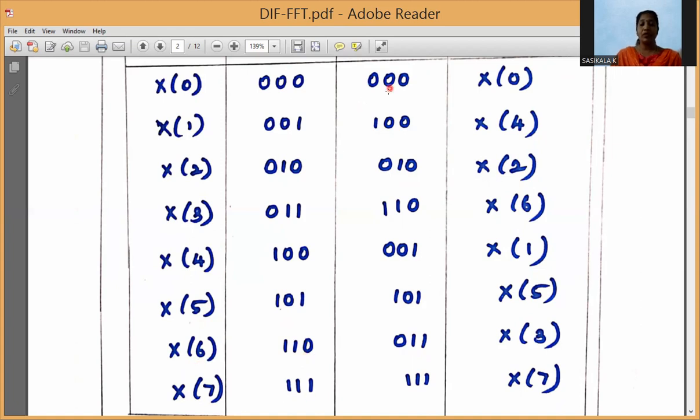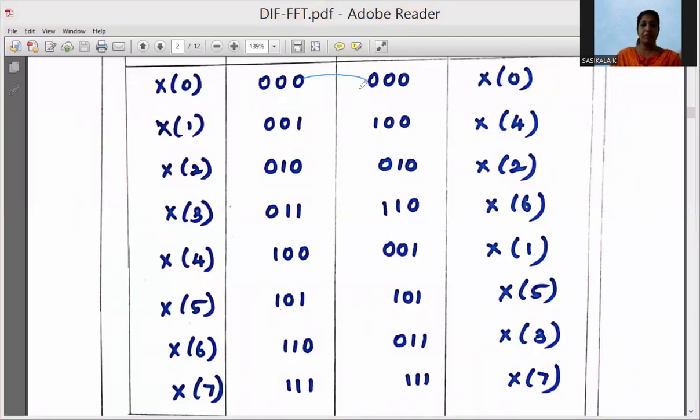So here we need to write the bit reversal order. So what we have to do is imagine that a mirror is kept here. So this is my LSB and this is my MSB. LSB is the least significant bit and MSB is the most significant bit. So if you keep a mirror, what will happen? The least significant bit becomes the most significant bit, the center bit remains the same, and the most significant bit becomes the least significant bit. So 0, 0, 0 becomes 0, 0, 0. And the second value is 0, 0, 1. So this is the least significant bit.